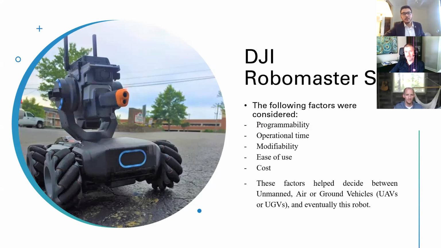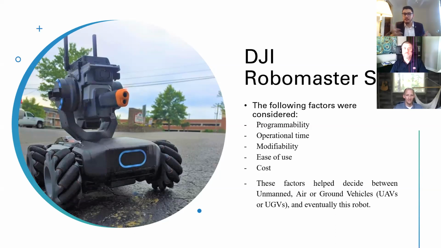Yeah, so when we were looking at UGVs, eventually we ended up looking at two of them. One was this robot, the other one was called Husky. It was a little bigger than this robot, but its programmability was an issue. And if you're talking about size in terms of passing bigger terrains, this was the best robot we could find at that point. It was easily programmable, had a good operational time, was modifiable and easy to use, and it was cost effective. Size was not really a consideration at this point of the research.